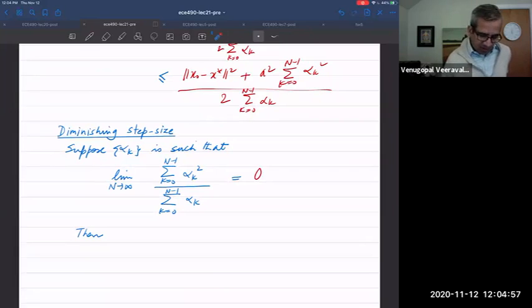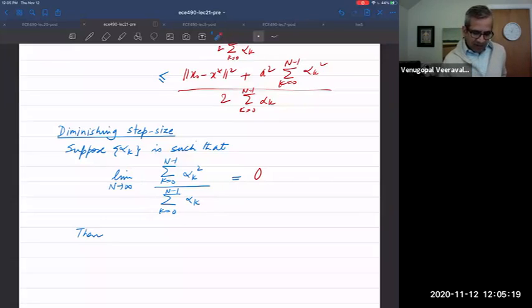Right? Because this is just a constant. I'm adding this thing here, and this divided by this is going to 0. This divided by this is always going to go to 0, because for this limit to go to 0, this summation has to go to infinity.